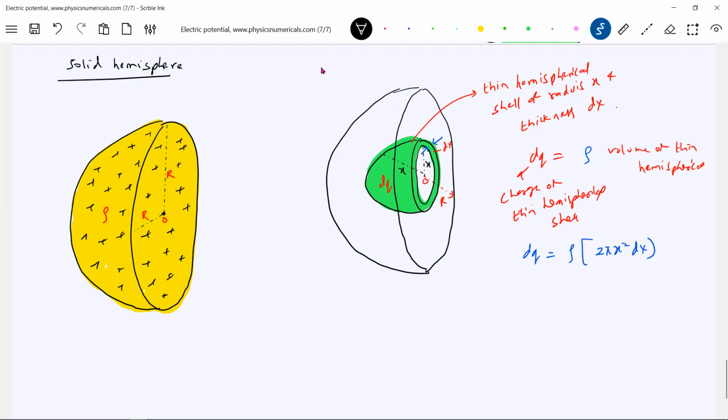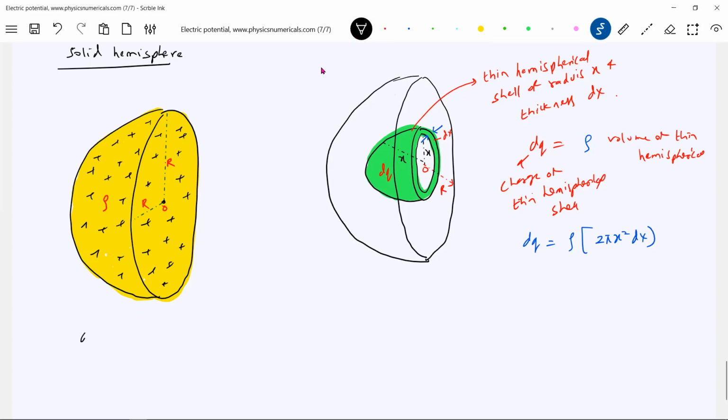Potential at the center due to this thin shell should be equal to k dq by x. K by x, what is dq? Rho 2 pi x square dx. So this will become 2 pi k rho x dx. Now what should be the limit? Zero to R, because what is the maximum permitted value of x? x should go from 0 to R.